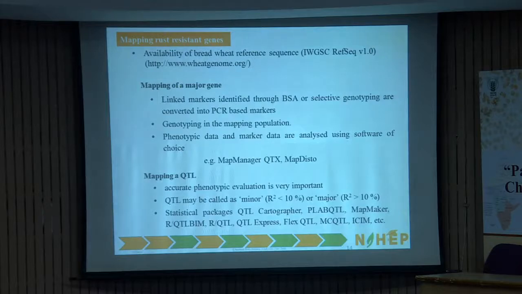If you identify a gene, you map it, but you don't put it into cultivars, you are not introducing it to cultivars, and you are not taking it to the farmer's field, it's useless. So the next step is mapping. Mapping is something where you know it is present on 7D, but you don't know exactly where it is sitting on the 7D. Is it the long arm of the chromosome or the short arm of the chromosome?